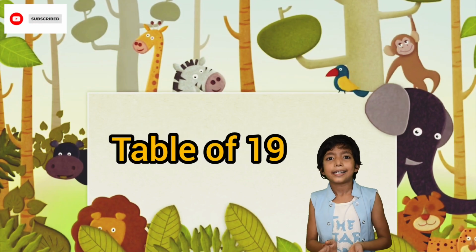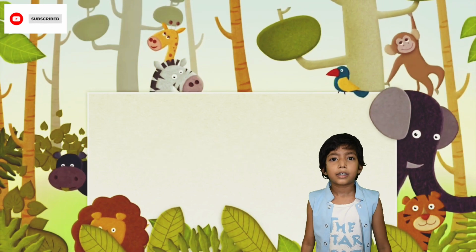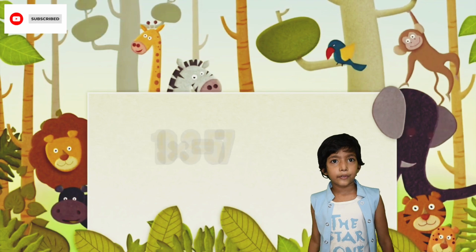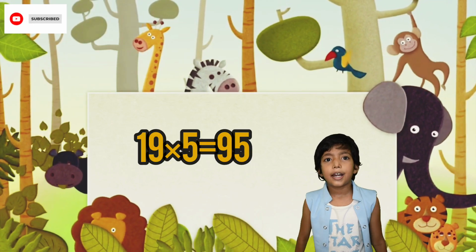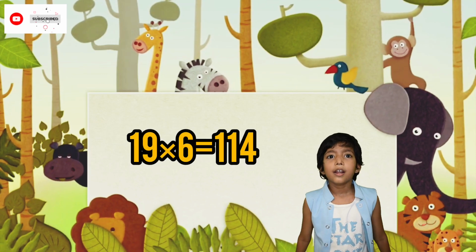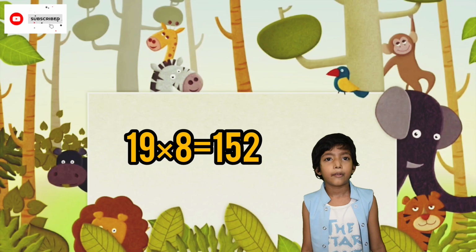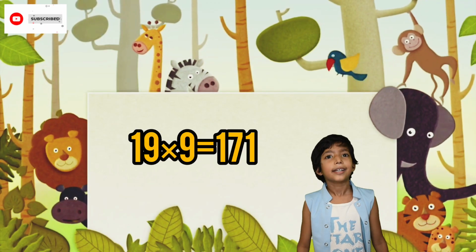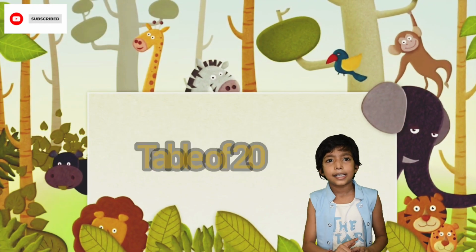Table of 19. 19 ones are 19. 19 twos are 38. 19 threes are 57. 19 fours are 76. 19 fives are 95. 19 sixes are 114. 19 sevens are 133. 19 eights are 152. 19 nines are 171. 19 tens are 190.